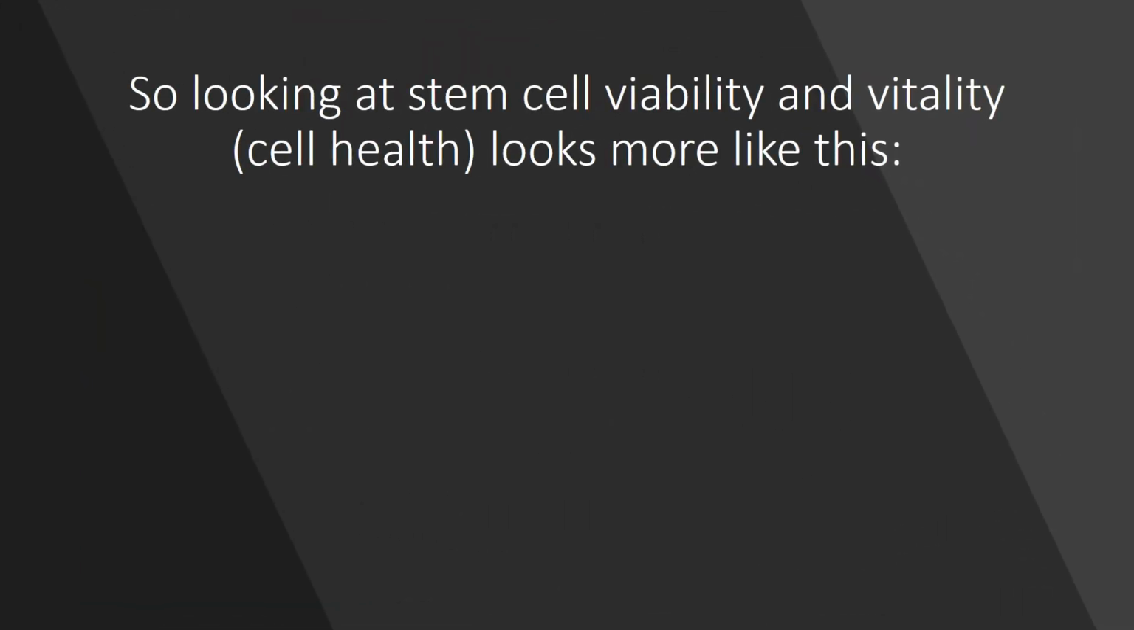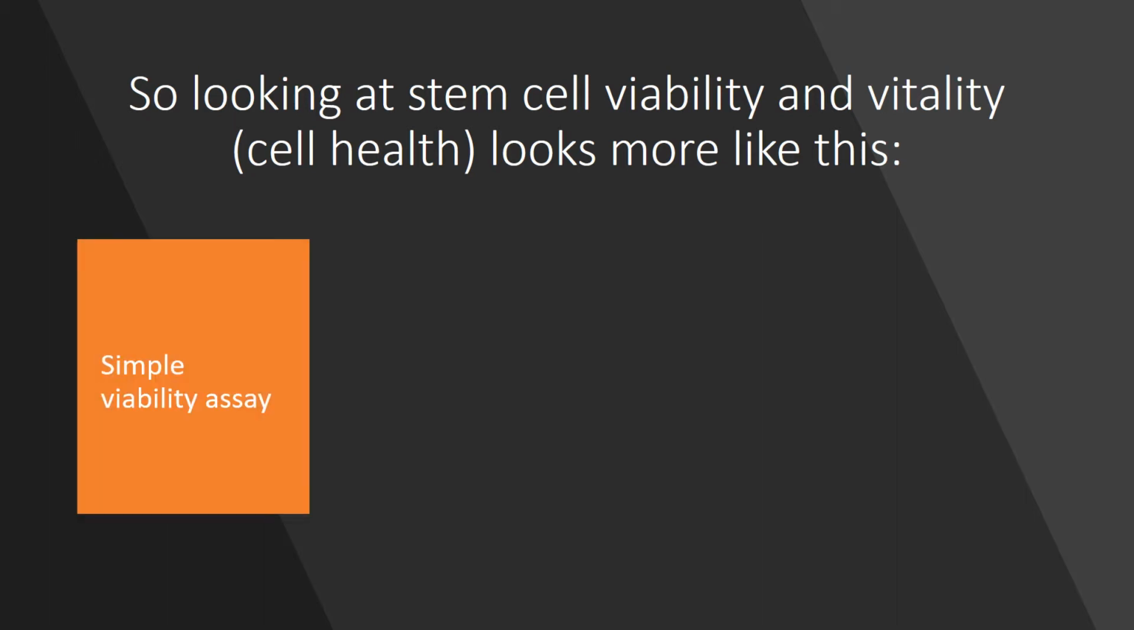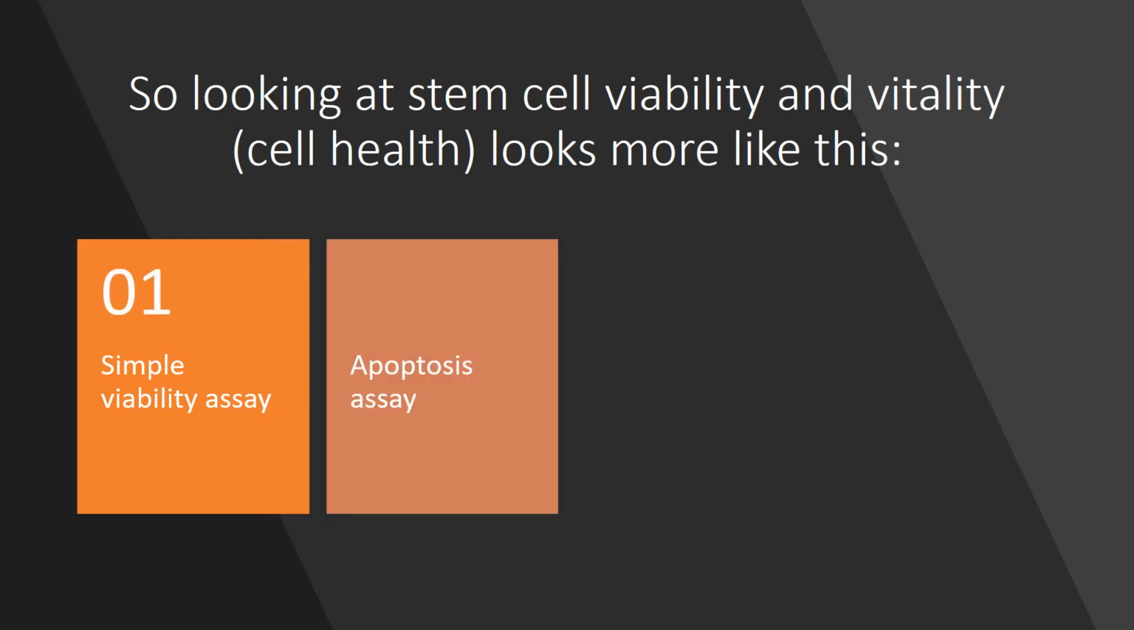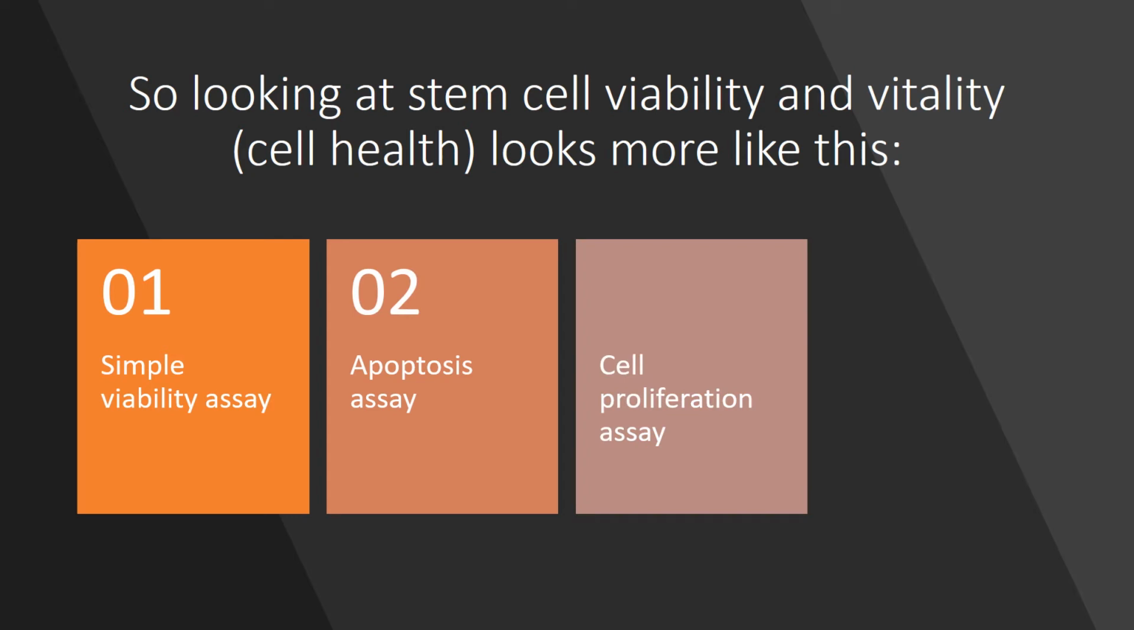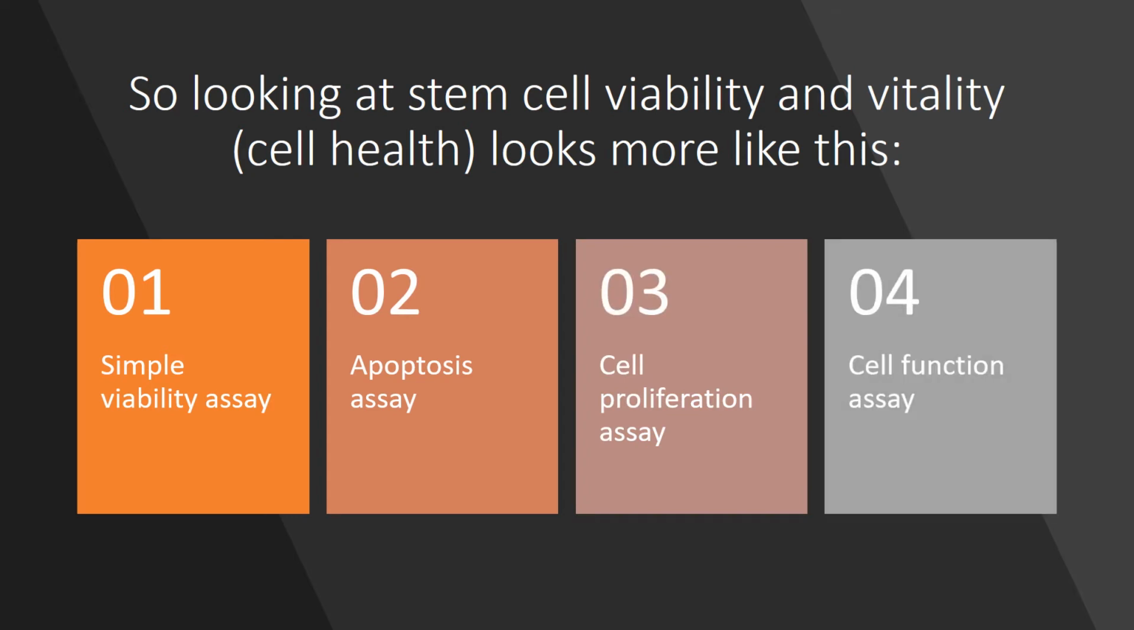So looking at stem cell viability and vitality really looks more like this. There's this simple viability assay, which is quick and dirty. But then there's also an apoptosis assay, and also a cell proliferation assay, and also a cell function assay. And you have to have all of these to look at cell viability and vitality.